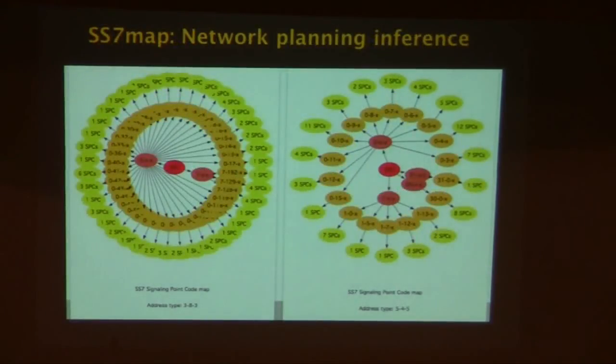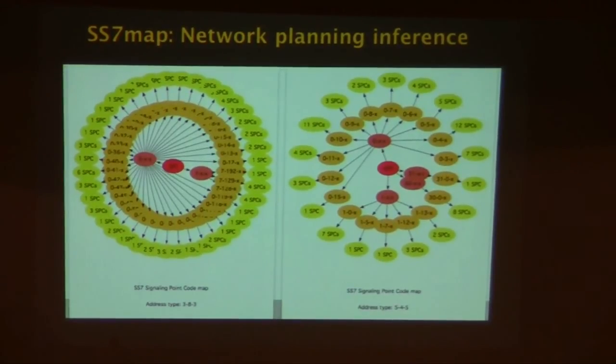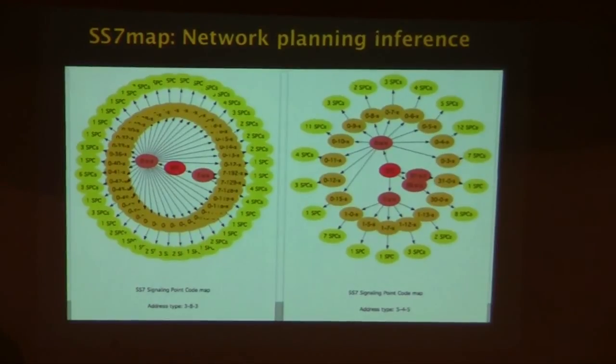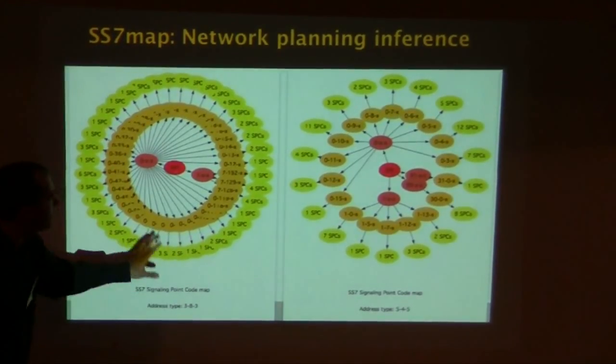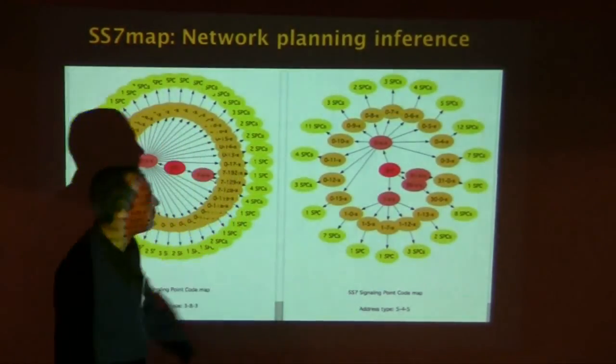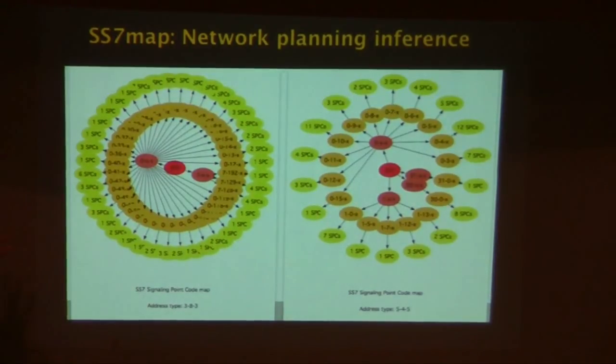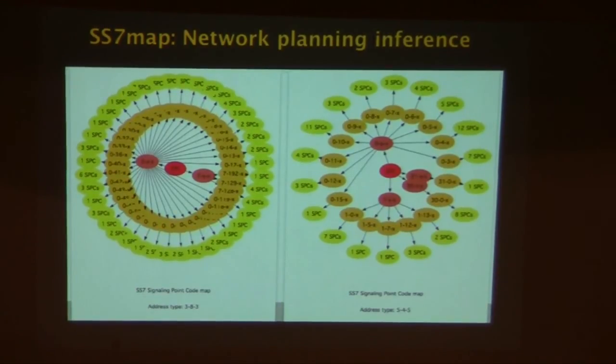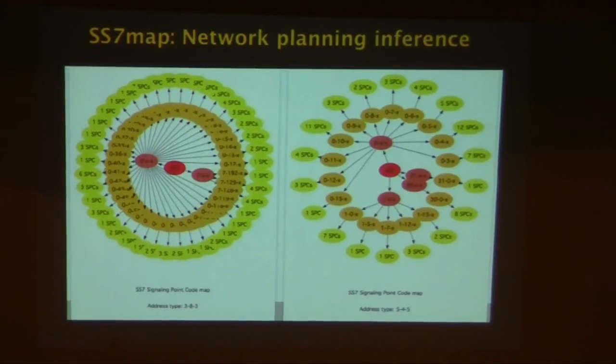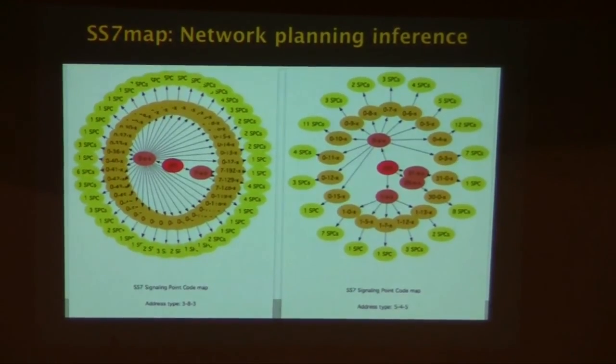So, little quiz. Which is the original network planning? Is it 383 on the left, or is it 545 that was used for exactly the same list of raw decimal point code addresses? Any kind of guess? Which looks like a logical address planning in there?